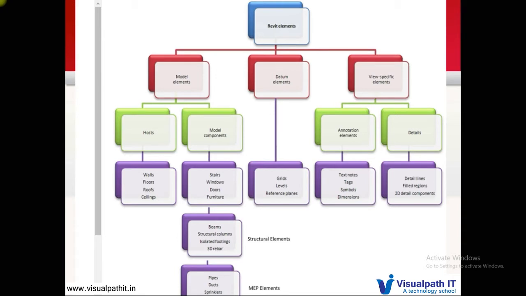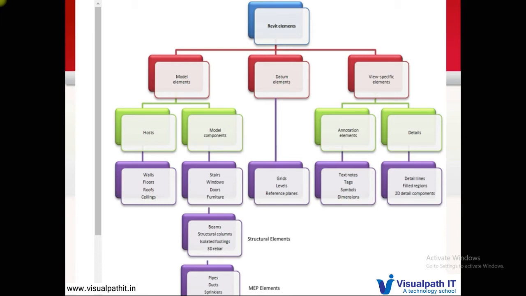Now when we talk about datum elements, they are like levels. When we talk about a building, there will be not only a ground floor, but there will be a first floor, a second floor, there will be a number of floors, is it not? So the floor levels, okay, the ceiling level we say. So they are called reference planes, which are called levels. Now grids. What is a grid? When you want to draw the beam and column positions, you name it, you number it. So these are called grids.